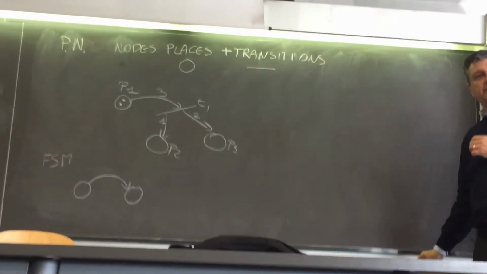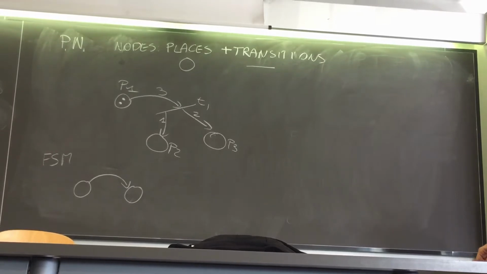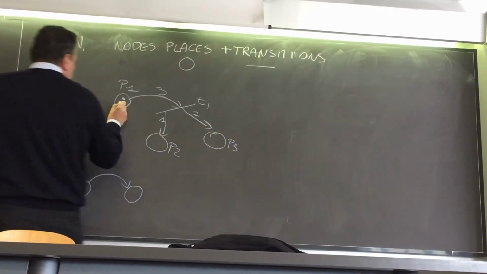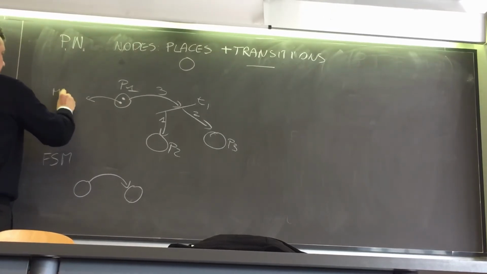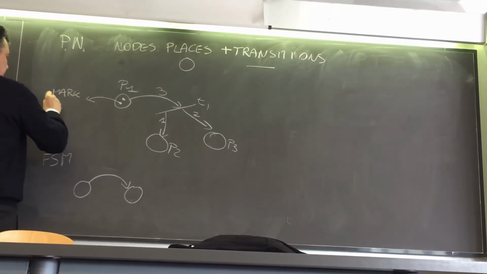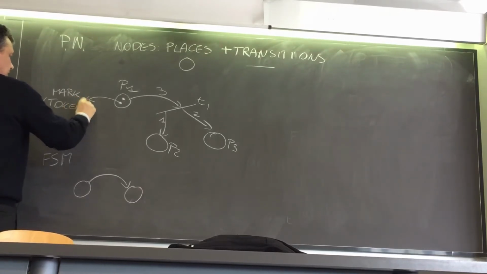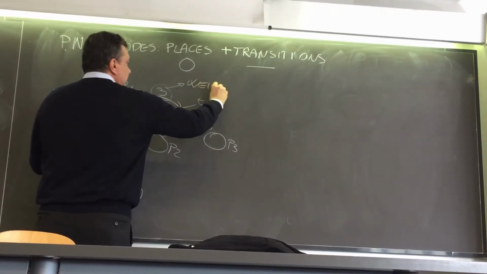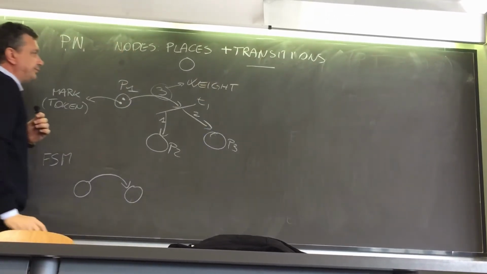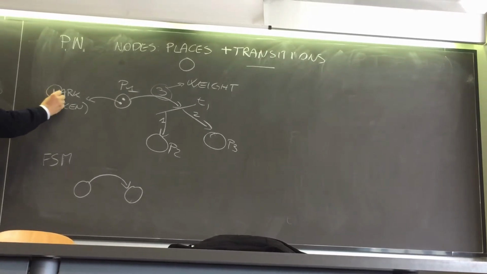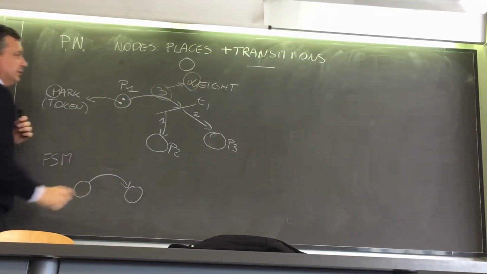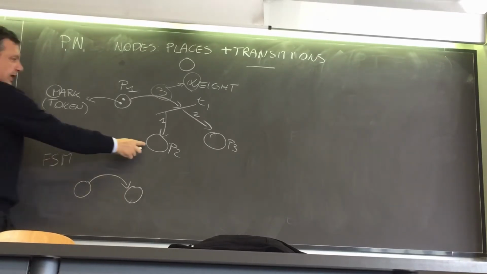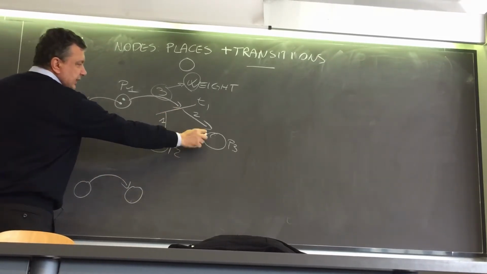Professor, I think I missed this because I was writing down. I understood that the arcs have numbers associated to them. What are the 2 dots in P1? They are called marks. So this is a mark or token. And this is the weight, and this is an arc.